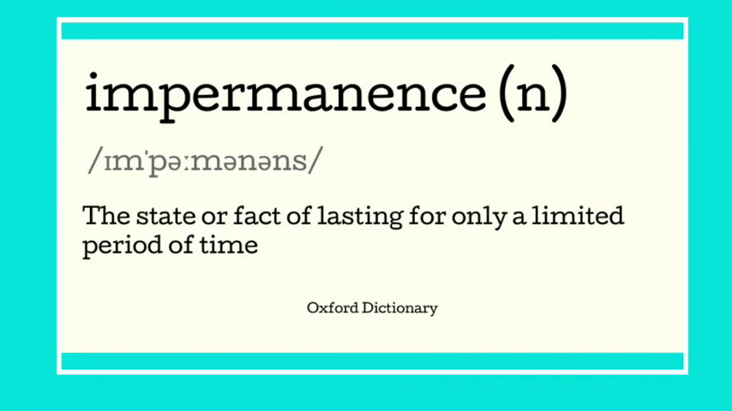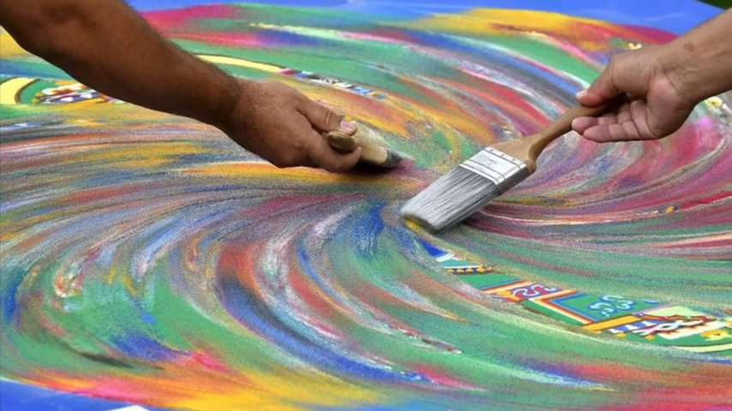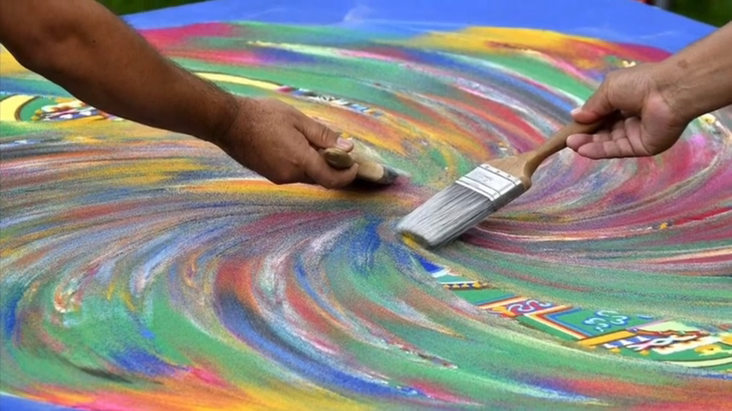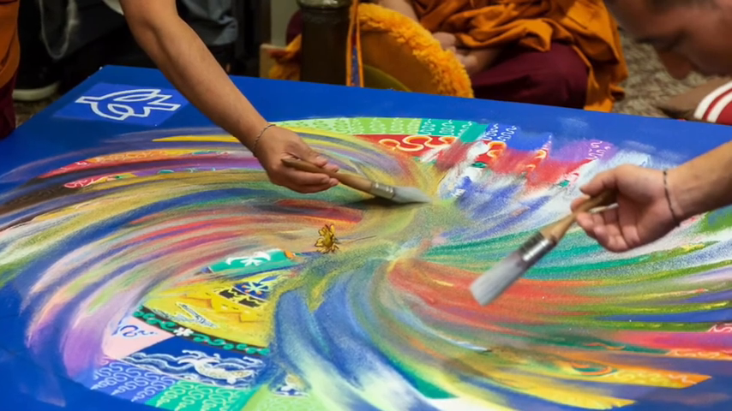Tibetan monks believe in impermanence, meaning only lasting for a limited period of time. You shouldn't be attached to anything. So when they are done creating their mandala, they destroy it. It returns back to the earth.